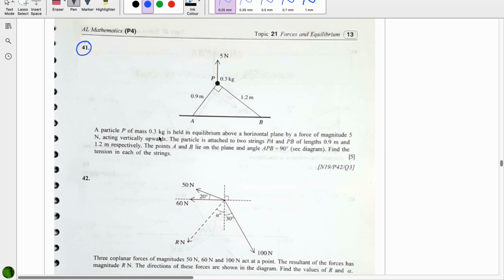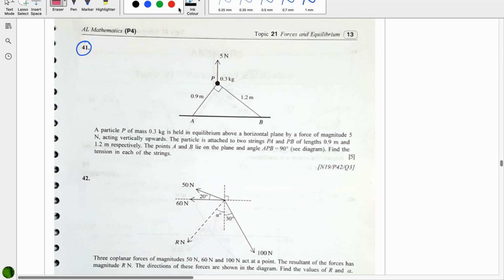A particle P of mass 0.3 kgs is held in equilibrium above the horizontal plane by a force of magnitude 5 newtons. So particle of 0.3, 5 Newton force vertically upwards. The particle is attached to two strings PA and PB. This is PA, this is PB, of length 0.9 meters and 1.2 meters. The points A and B lie on the plane and the angle APB is 90 degrees. Whenever we have 90, that is easy to resolve. See diagram, find the tension in each of these strings.